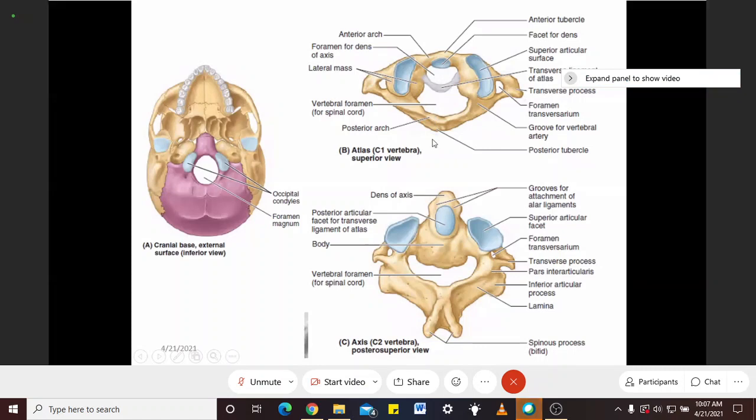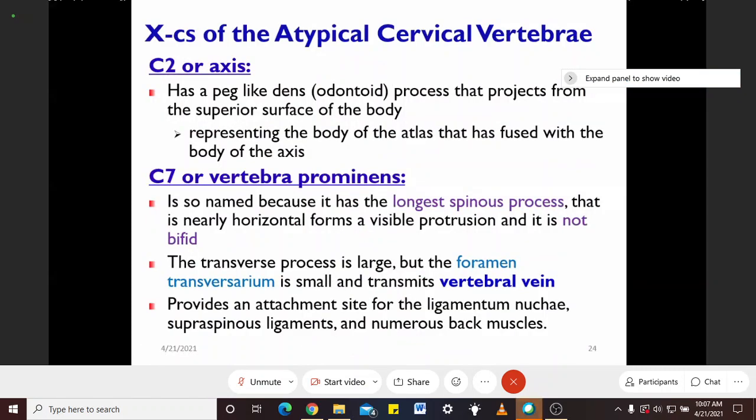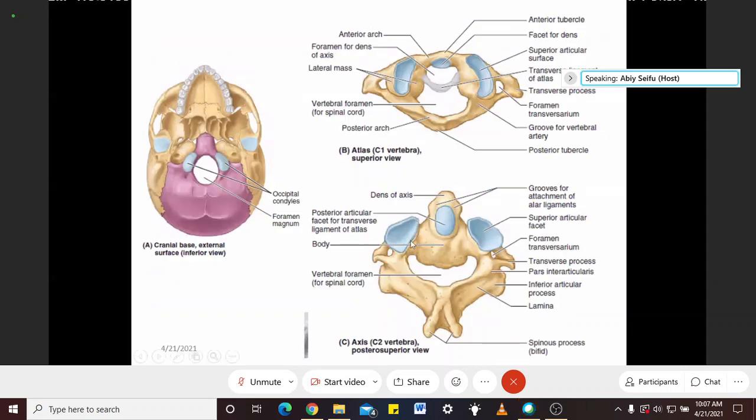Now let's continue to C2. Let's describe it. I think this one is C2. Still C2 is the category.